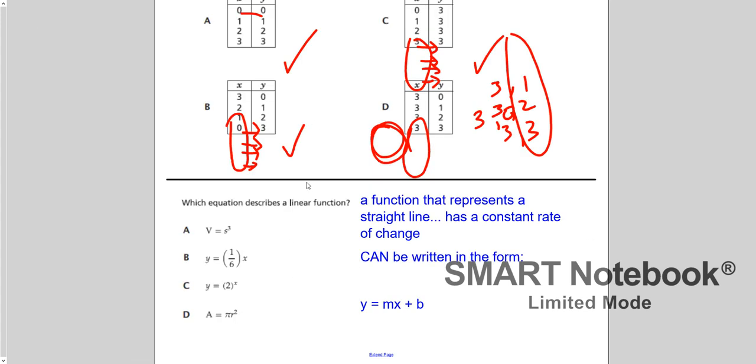Which brings us back to this question. Pause it, and then I'll go over the answer in about 5 seconds. So when you unpause it, you'll see the answer.